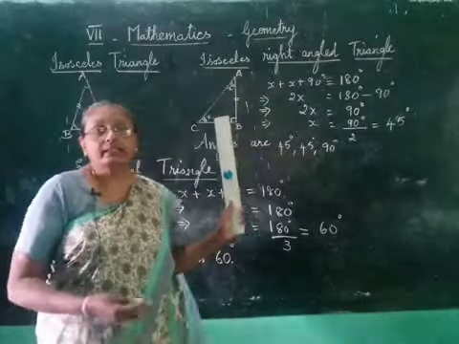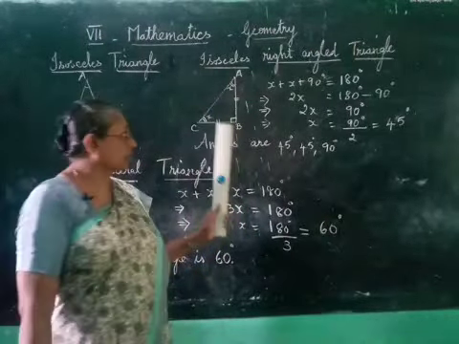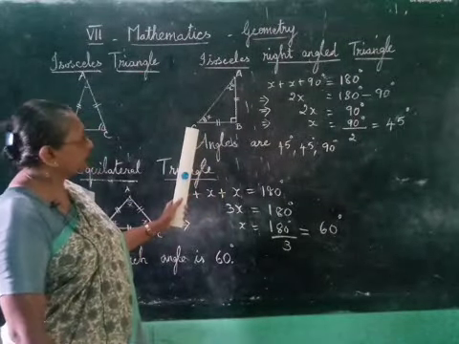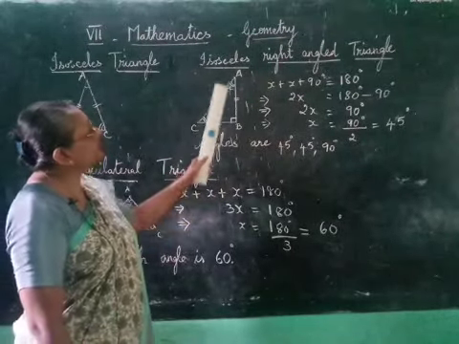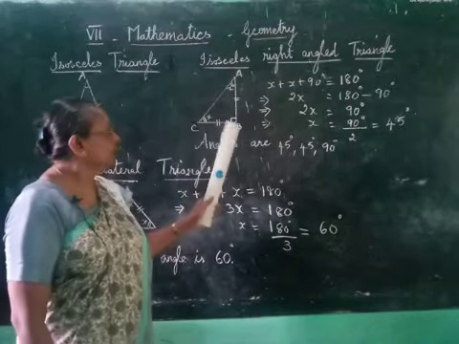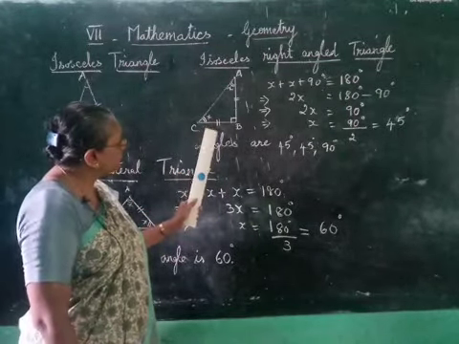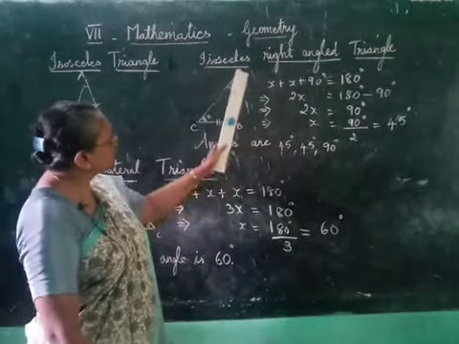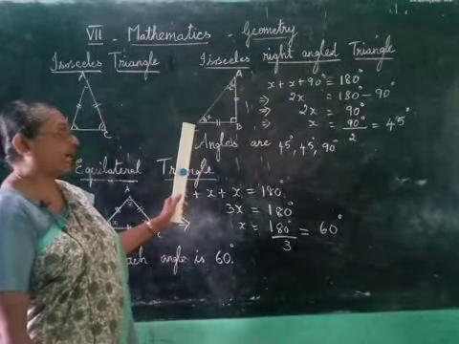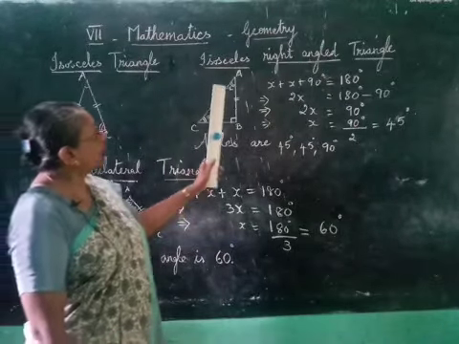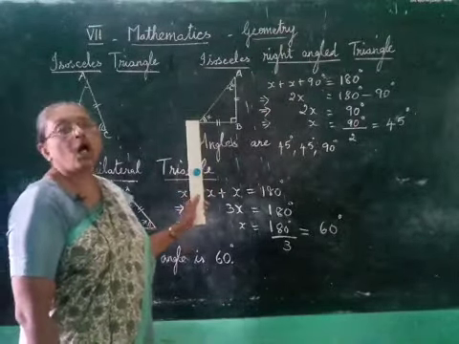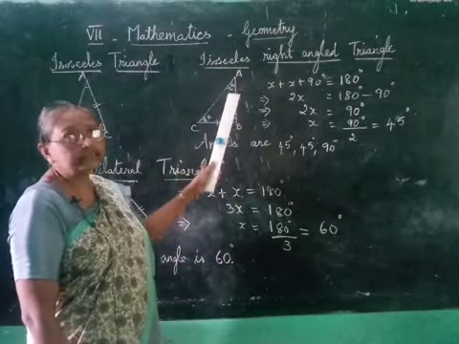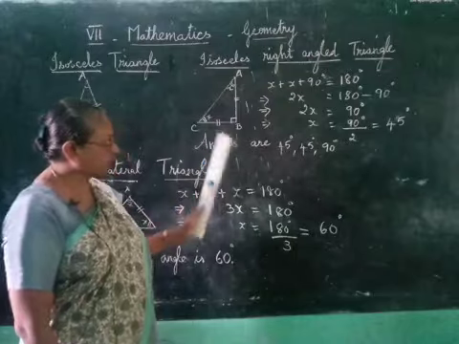Then what is the property we can get from that? Here as we know AB and BC are equal, then the opposite angles also will be equal. So the angle opposite to BC is angle A, and the angle opposite to AB is angle C. So angle A and angle C are also equal. Suppose I take them to be x. This is x, this also will be x.